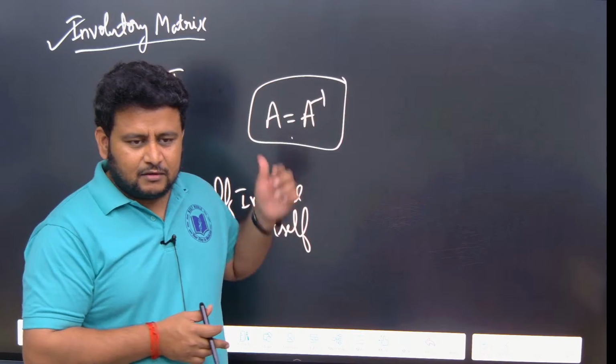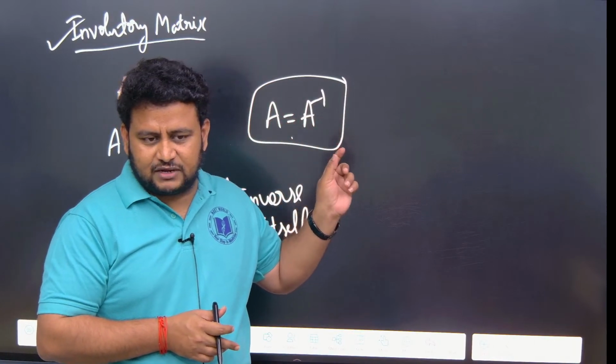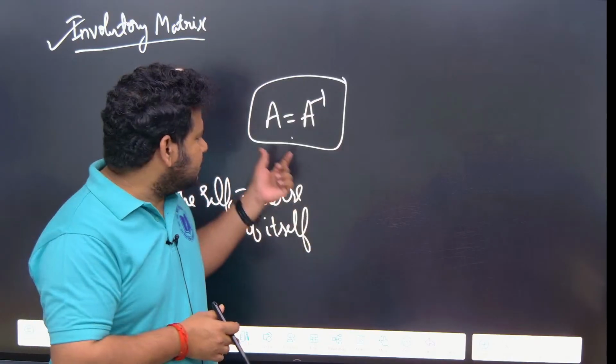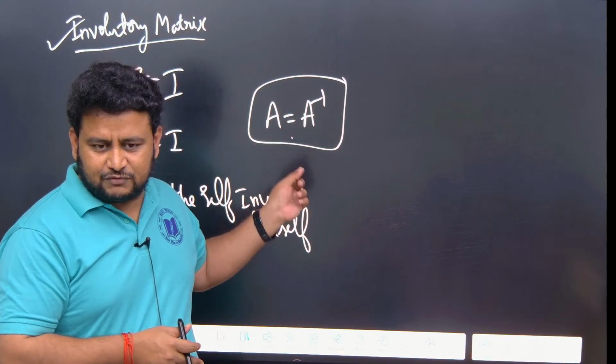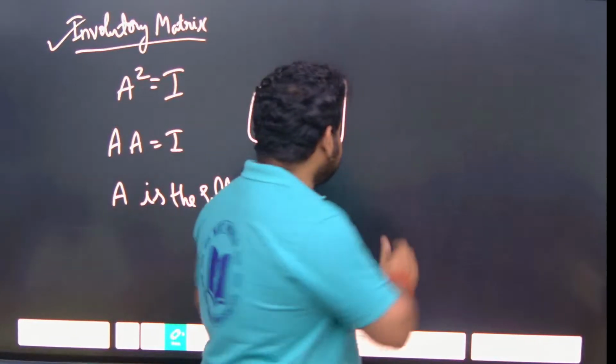Then the determinant: when it comes to an idempotent matrix, the determinant of A can be 0 or 1. When it is a nilpotent matrix, it is 0. Here, A square is equal to I means A is the self inverse of itself. If you write it, A is equal to A inverse. Involutory matrix means A is equal to A inverse. Please make a note of it and write down this: A is equal to A inverse is the involutory matrix.